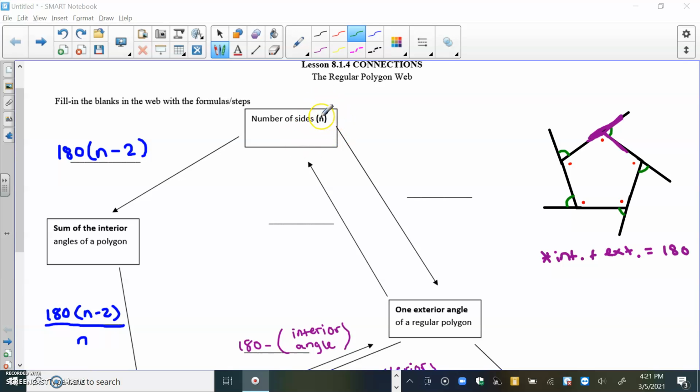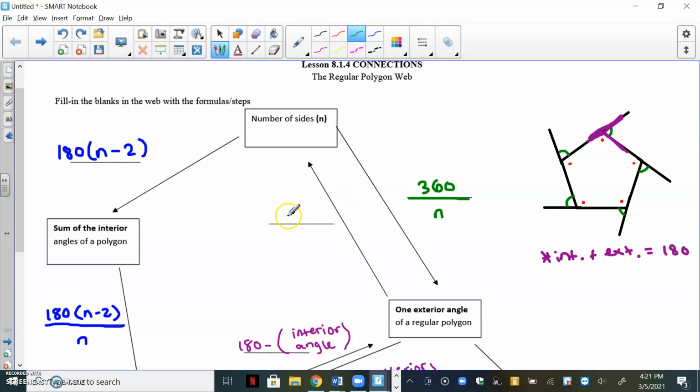So if I know how many exterior angles there are, and I want to know what the measure is of each one, all I have to do is divide 360 by how many exterior angles there are. And to do that, I will divide by n, because n is the same as the number of exterior angles.